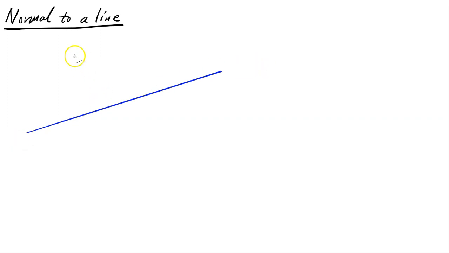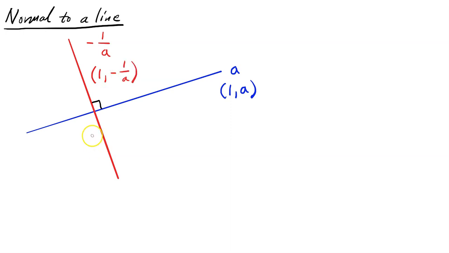If we have a straight line, then the normal to that line is a line that is perpendicular. If this line has a slope a, then the directional vector for that one is (1, a). And then we know that the slope of the normal is minus 1 over a. So that's the slope, and the directional vector for that one is like this. This can be proven by using scalar product or dot product.